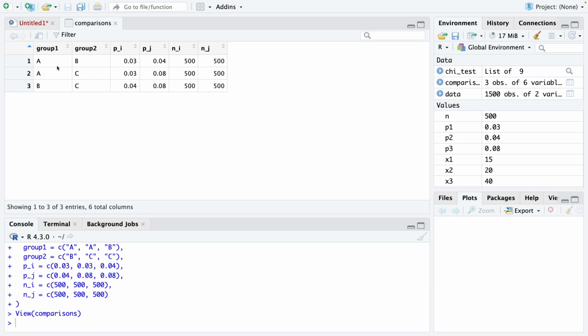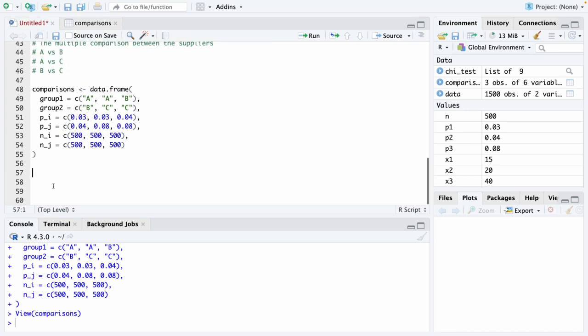So that's what that group one and group two helps us to do, right? We can call it a different name if you don't want to call it group one and group two. We can call it whatever name we want. And then the sample proportion for A is 0.03. The sample proportion for B is 0.04, and so on and so forth, right? And then these are their respective sample sizes, right?